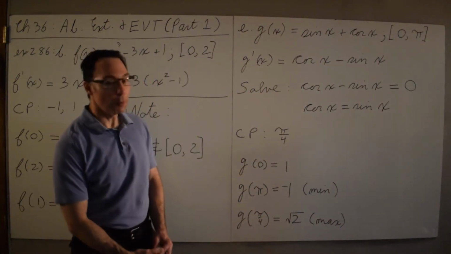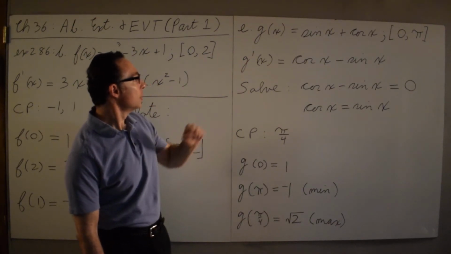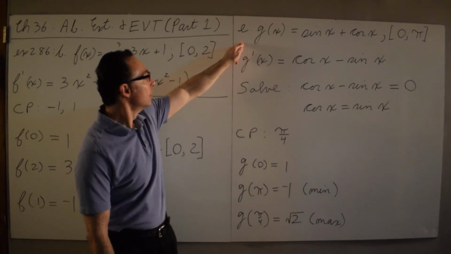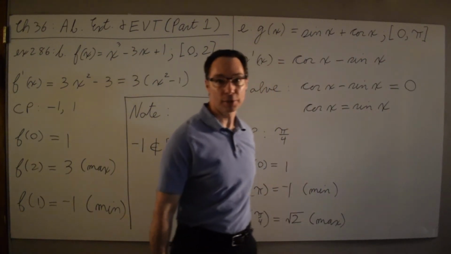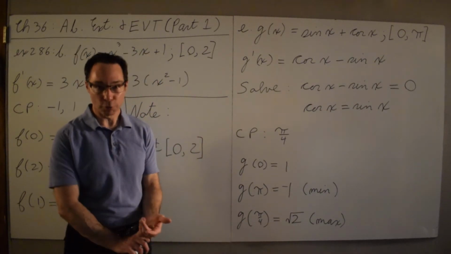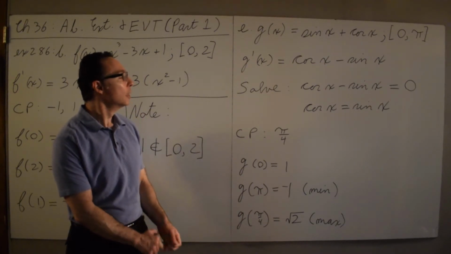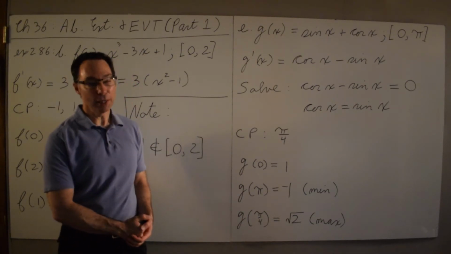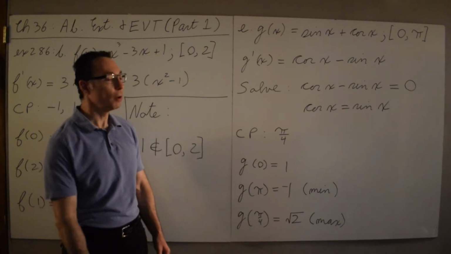Our second example, we're going to look at part E of this example. g of x is a trig function, so we have a sum of trig functions: sine of x plus cosine of x. Sine and cosine are continuous everywhere. They're actually differentiable everywhere. Remember, differentiable functions are continuous. So the sum of two continuous functions is continuous, so we have a continuous function on the closed interval 0 to pi.